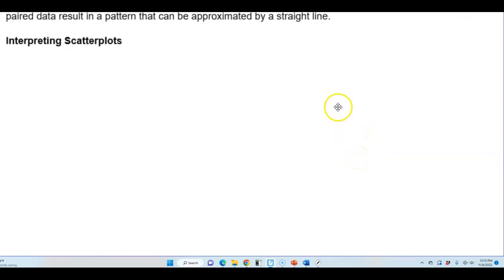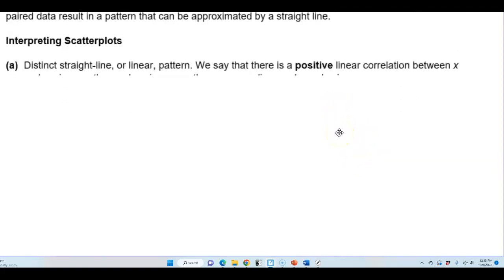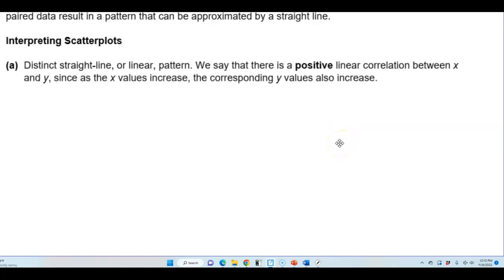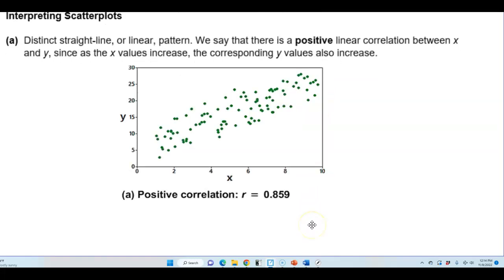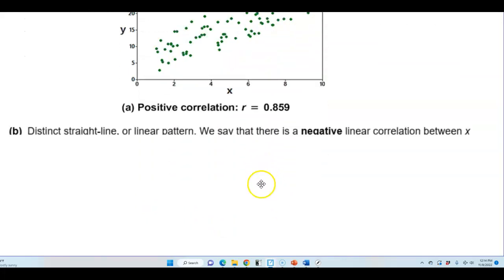Interpreting scatter plots. In part A, a distinct straight line or linear pattern, we say that there is a positive linear correlation between x and y, since as the x value increases, the corresponding y values also increase. So this is a representation of a positive linear correlation. Here you can see all the data increasing, and we have positive correlation, with R equal to 0.859.